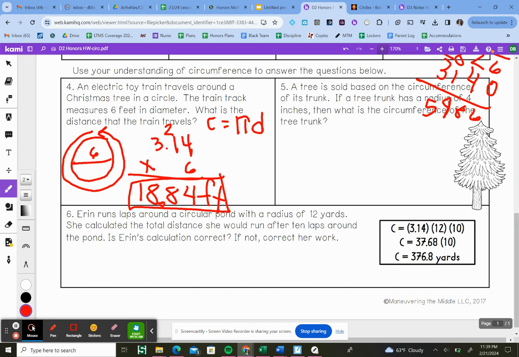All right, number 5. Tree trunk has a radius of 4 inches. What is the circumference of the tree trunk? Okay, so since it gave me the radius, I know I have to double the radius, so 2 pi r. So 4 times 2, that would be 8. So I am going to do 3.14 times 8.